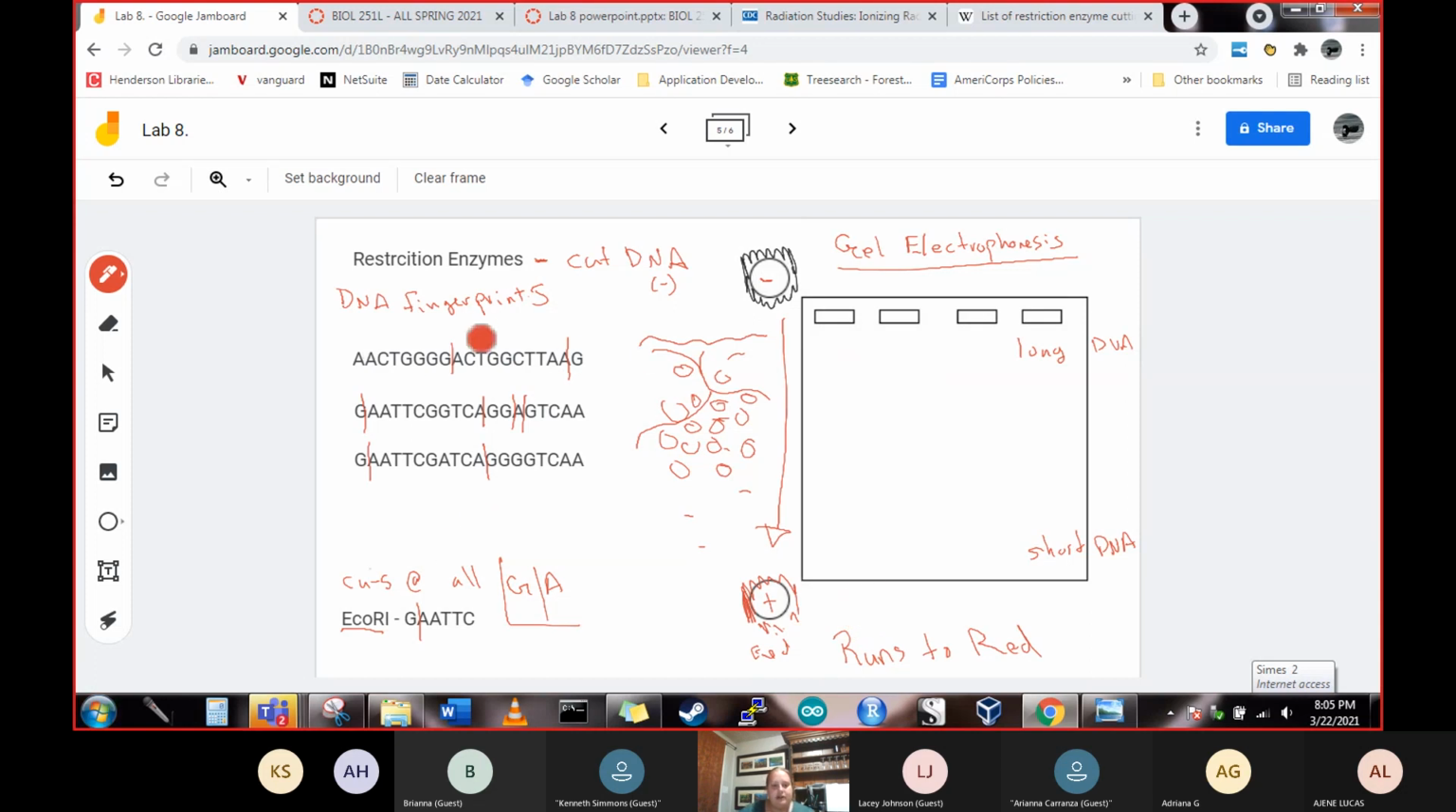So let's go back over to our little fragments that we cut up with our restriction enzyme, and let's see how we would deal with this. So first of all, you would have to count the number of base pairs that are in your DNA fragment. So for person 1 here, we have 8 in this first segment before we get a cut. The next segment we have 10.